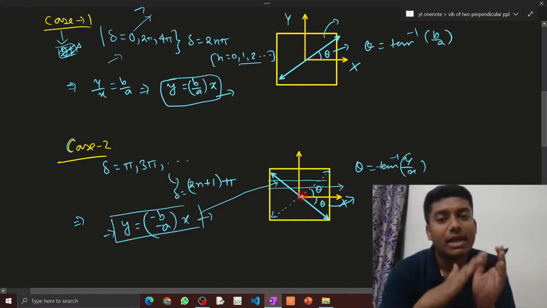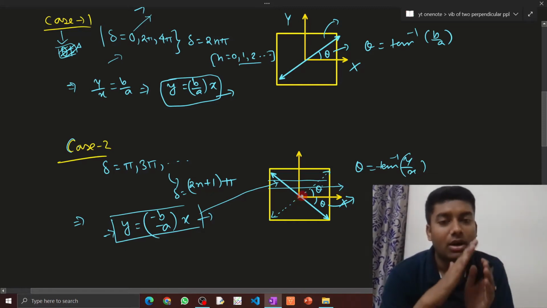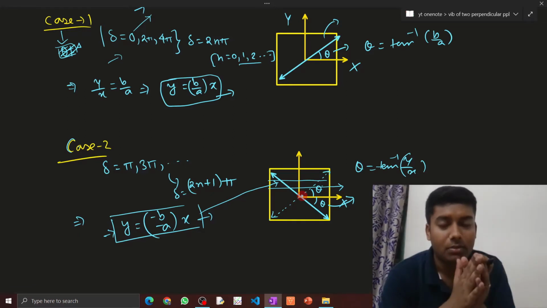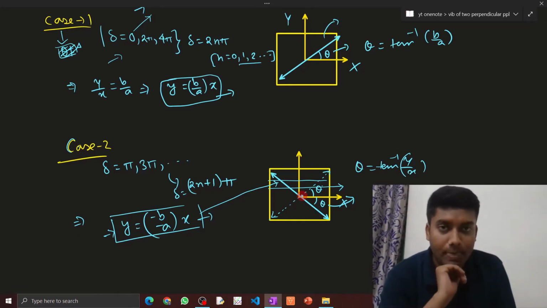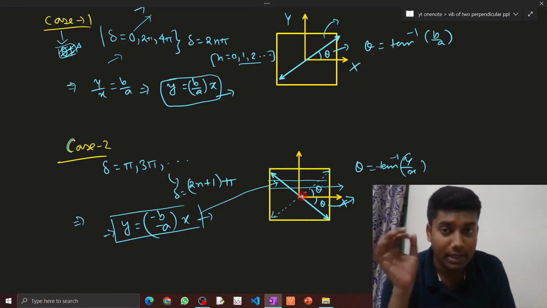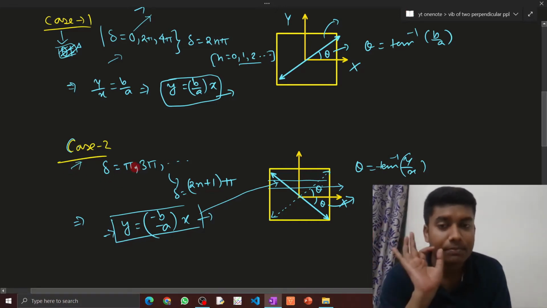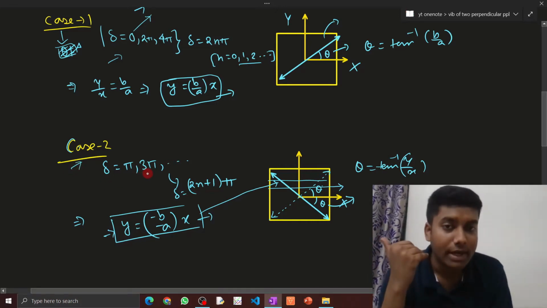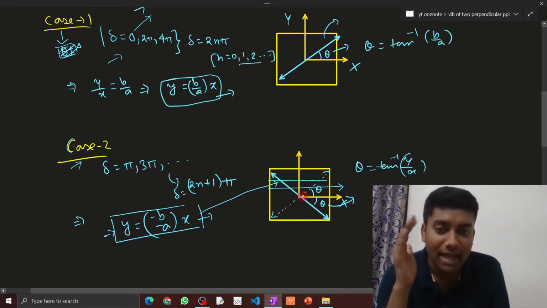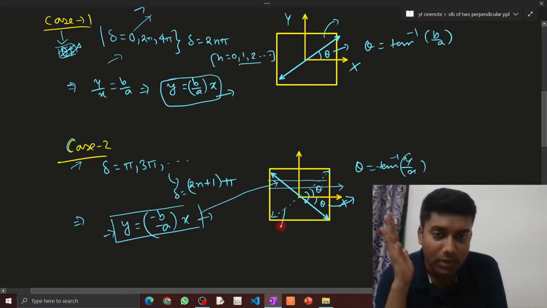So if the incident wave is making an angle theta with the optic axis, the vibration of the electric field component is making an angle theta with the optic axis. Then the emergent wave in case number 2 is rotated at an angle 2 theta. This was the incident wave.